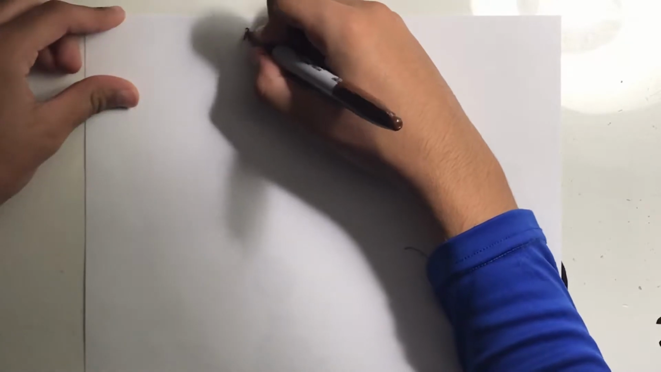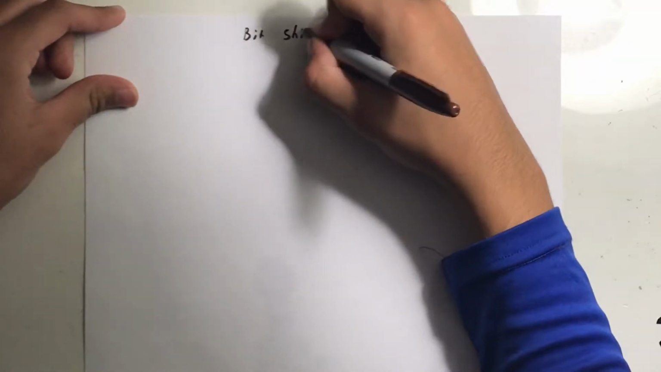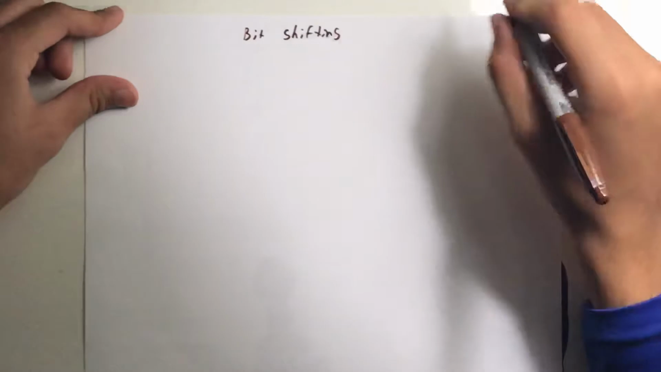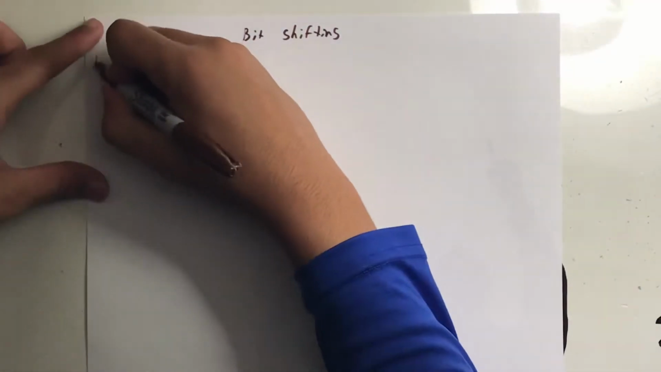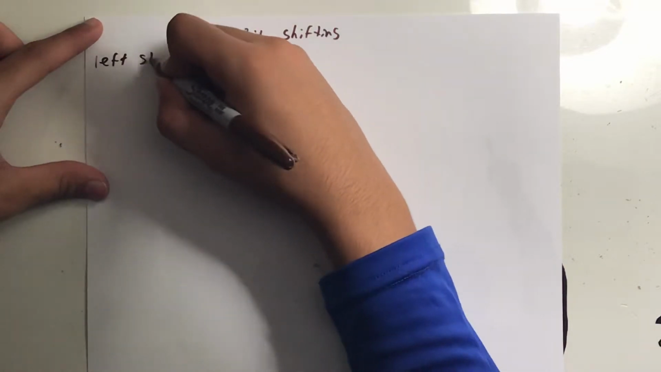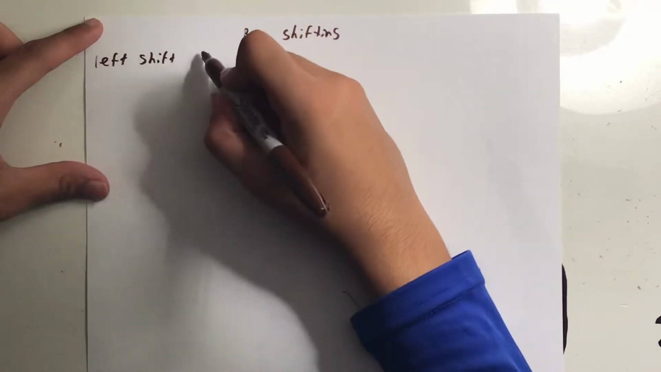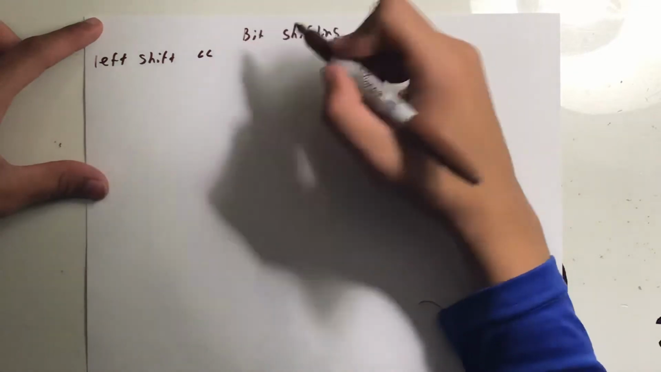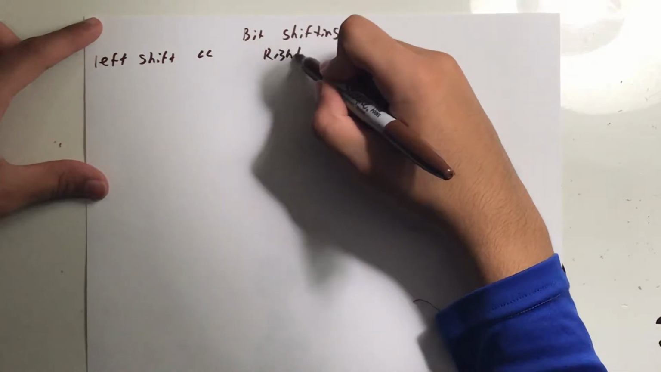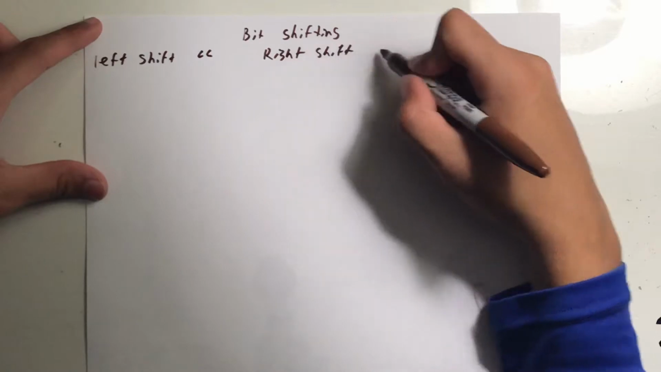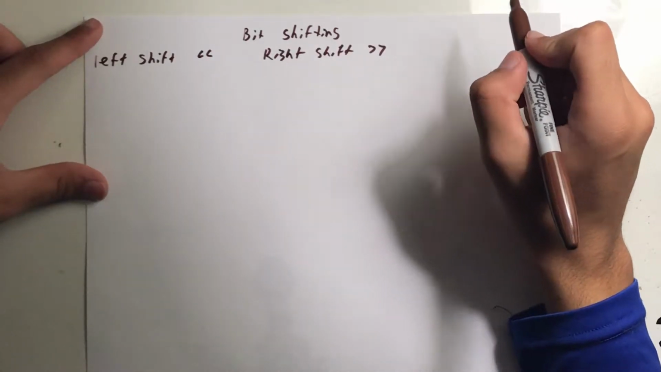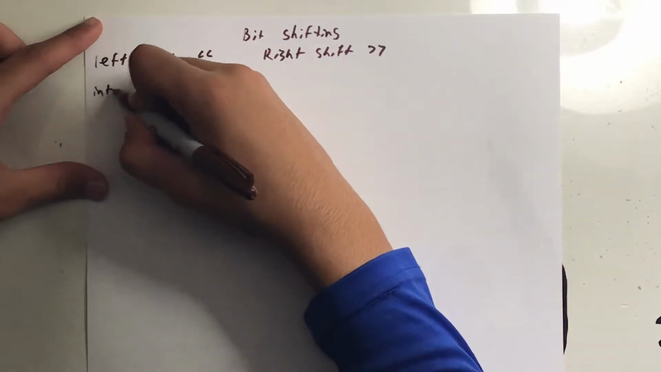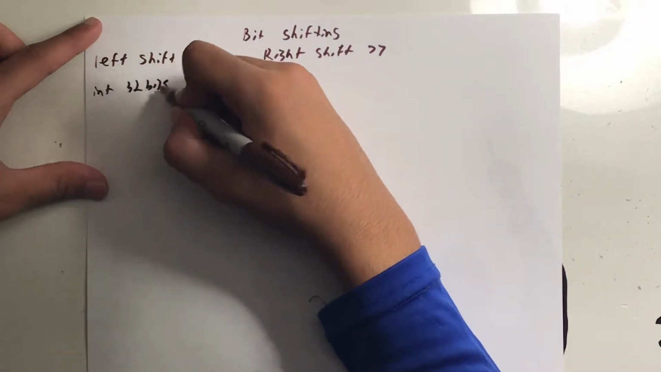Okay, today we'll be talking about bit shifting. So basically, you can either shift left, or left shift, which is denoted by this symbol, or you're going to right shift, which is usually denoted by this symbol. Okay, so let's say we had an int, which is 32 bits.